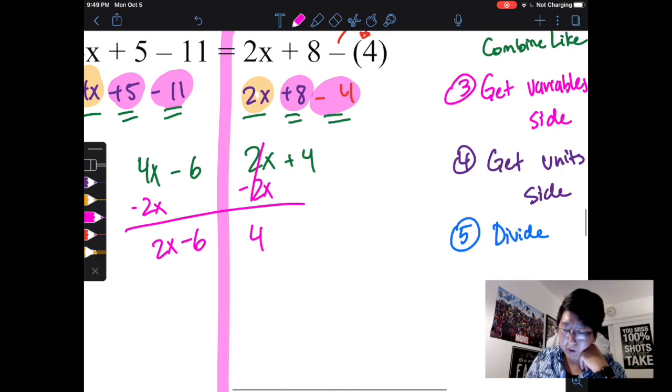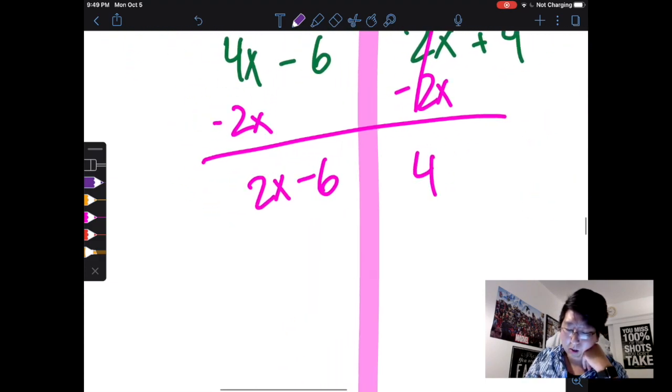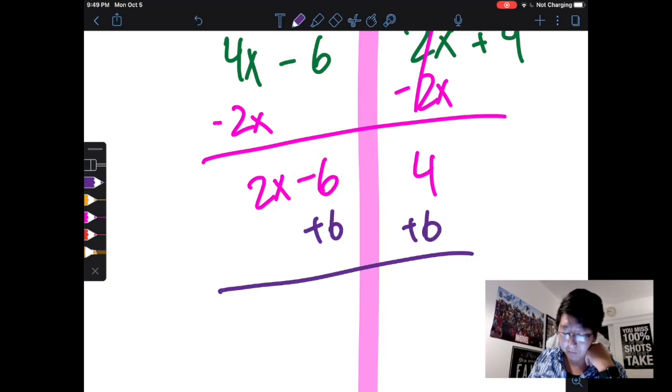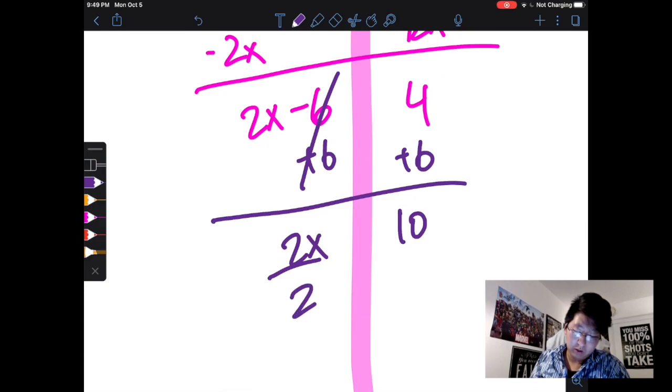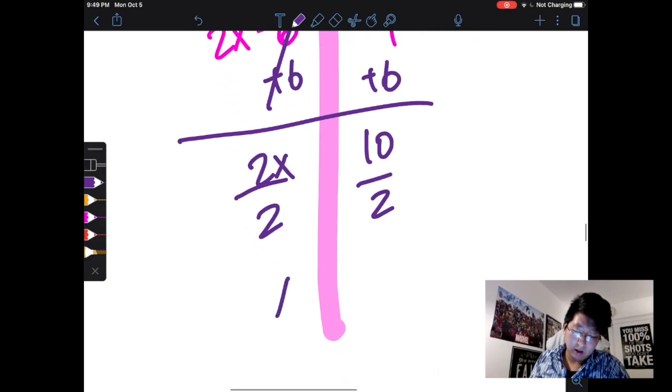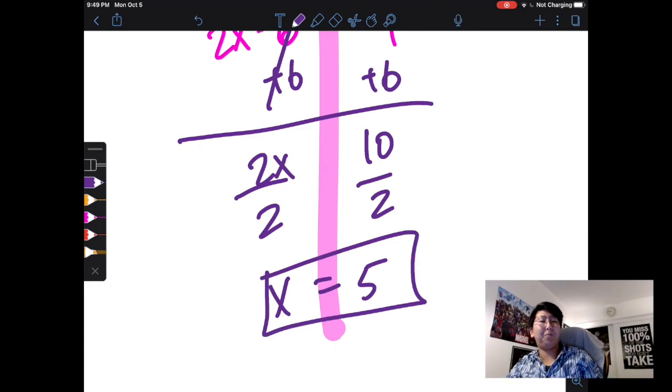Then our next step is to get the units on the other side of what? The other side of x. So right here we're looking at the side of x. What units are there? -6. So we're going to add 6 to both sides. Now the units are on the other side, and the variable is by itself. 2x equals 10, and then divide by the coefficient, the number in front of the x, and x equals 5. Voila.